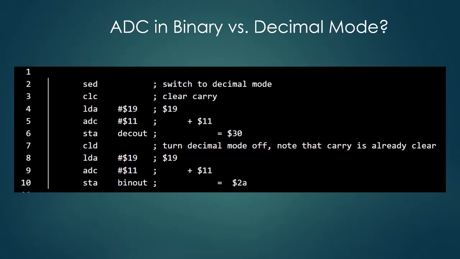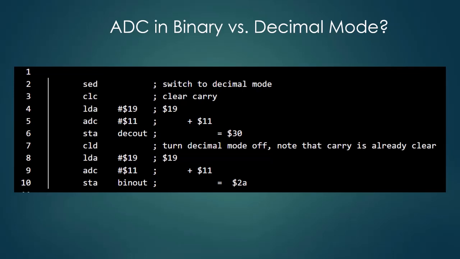Here's how add with carry works in binary and decimal mode. First, we're going to operate in decimal mode. And so SED, set decimal mode, switches the computer to decimal mode. CLC clears the carry, which we need to do before the add. So we load A with hexadecimal 19 and do an add with carry of hexadecimal 11. In decimal mode, this results in the value hexadecimal 30, which is what you'd expect if you're doing decimal arithmetic.